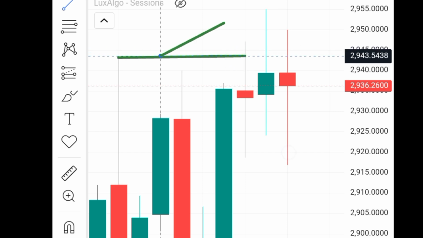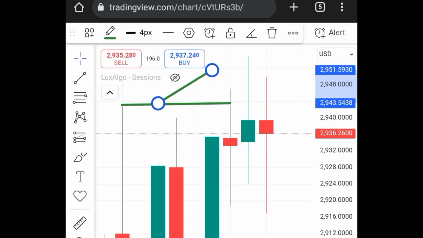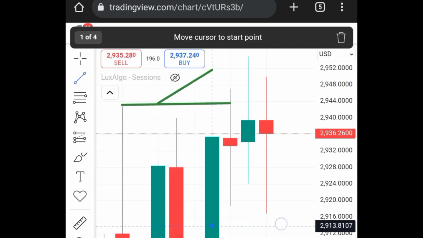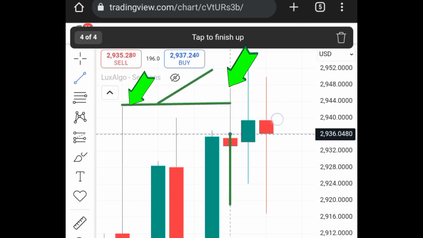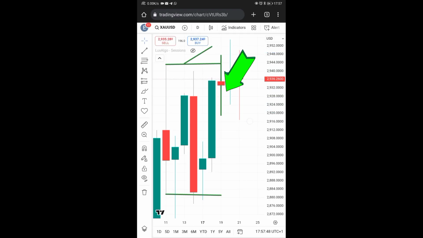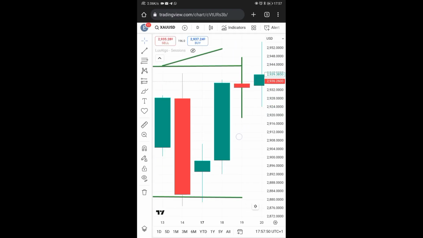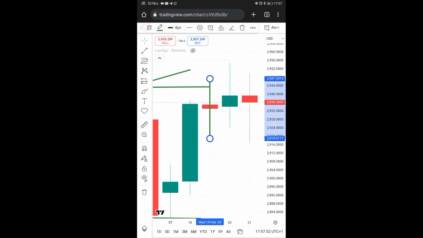So as this day opened on this very candle here, it grabbed the high of that very candle. Let's zoom out. Let's see. It grabbed the high. Let me turn it. Okay, see, that is it. It grabbed the high of that candle.